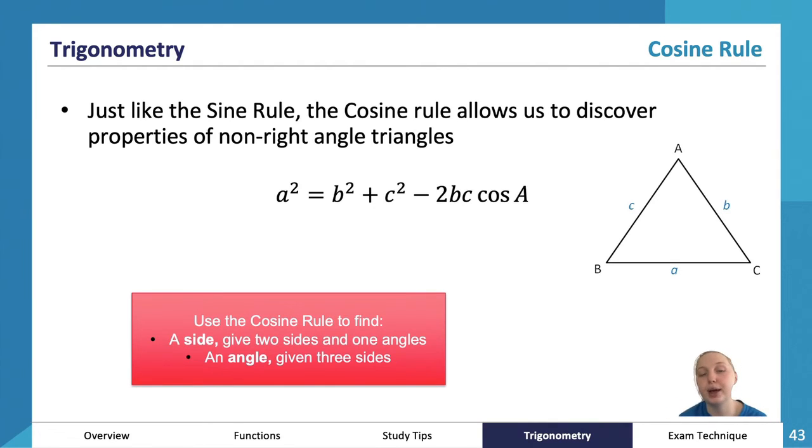I've written that a bit of a weird way because on your formula sheet it's given to you as c squared equals a squared plus b squared minus 2 times a times b times cos c. I mean, it's the exact same thing, just using different letters. So we've got a squared equals b squared plus c squared minus 2 times b times c times the cos of A. The big thing to remember here is that if you're doing a squared, so this side, you do the corresponding angle, so the opposite angle to this side.